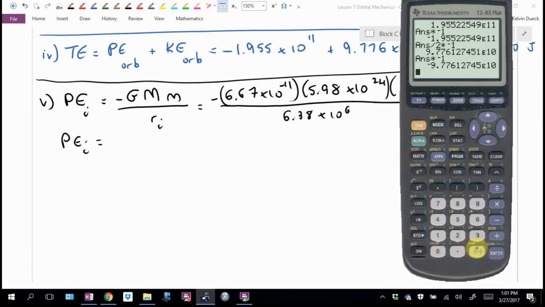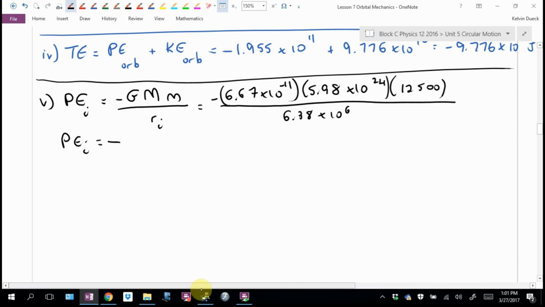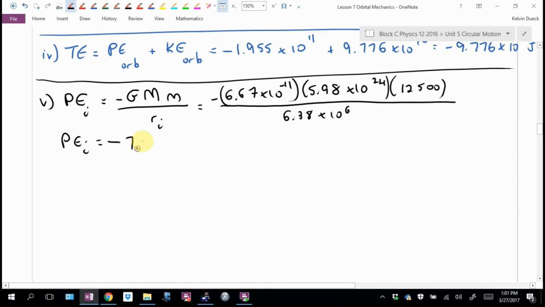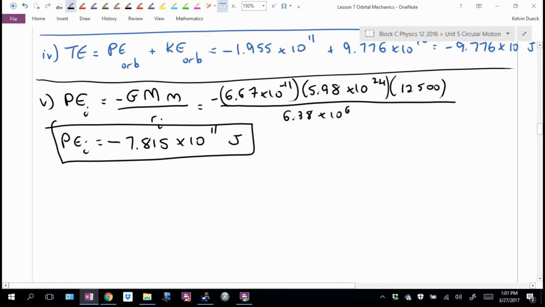So it's going to be negative 6.67 times 10 to the negative 11 times 5.98 times 10 to the 24th times 12,500 divided by 6.38 times 10 to the 6th. Double check for typos. I think that looks good. Do you get negative 7.81477 and so on times 10 to the 11th? Okay. Negative 7.815 times 10 to the 11th joules.